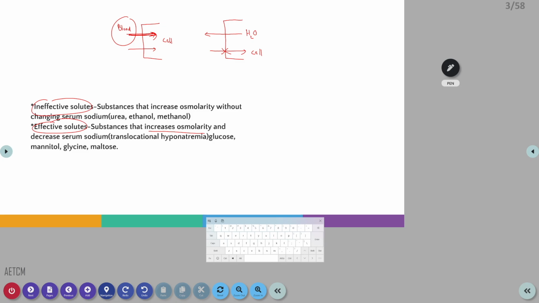Whereas effective solutes are those substances that increase the osmolarity and decrease serum sodium, because glucose, mannitol, glycine, and maltose cannot cross the cell membrane. So they lie inside the blood, thus increasing the osmolarity. So at a particular point, the water concentration will be higher inside the cell and water will move from a region of higher concentration, that is from the cell, to the blood. That indirectly causes hyponatremia. This is called translocational hyponatremia.